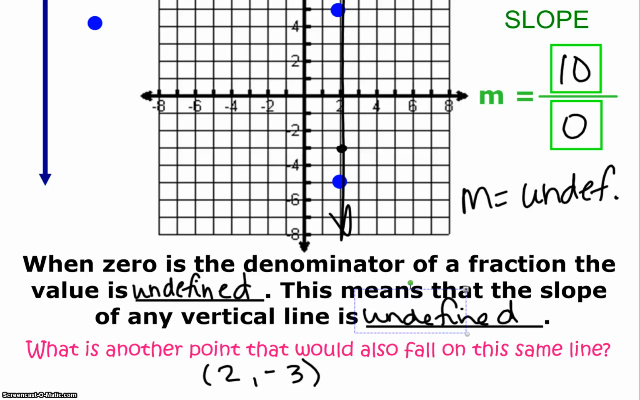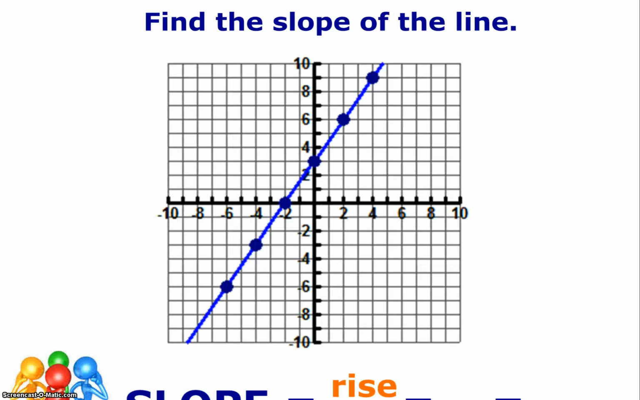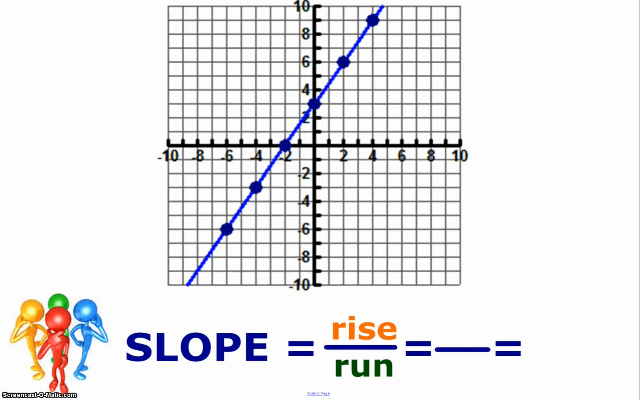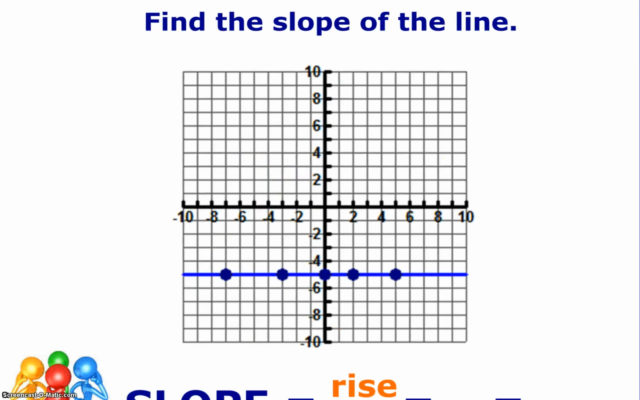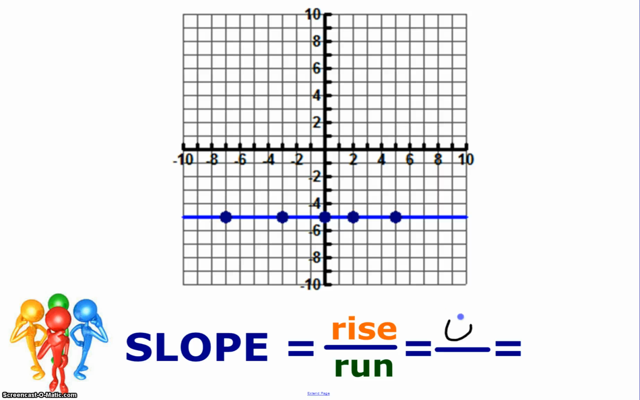So now we can practice. Find the slope of the line. Choose any 2 points. I'm going to choose these 2. Rise, 1, 2, 3. Over run, 1, 2. So your slope is 1 and 1/2. Find the slope. Do you have a rise? Your rise is 0. And your run, I'm going to choose these 2 points, 1, 2, 3, 4. Remember, when you have 0 in the numerator, your slope is 0.